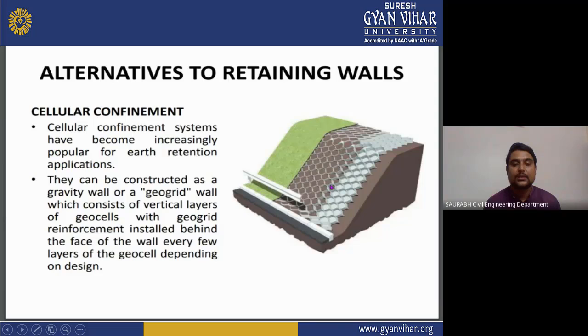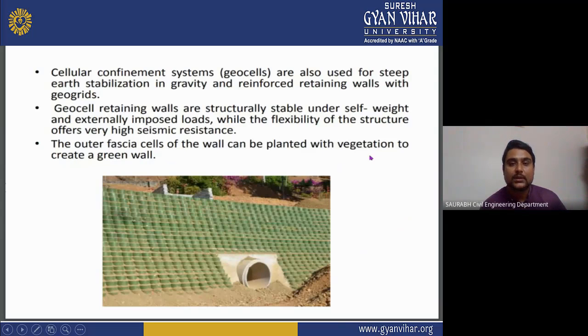Here, reinforcements are installed behind the face of the wall, with very few layers of geocells depending on the design. As you can see here, this is your image of the alternative, which is known as the cellular confinement retaining wall. And this is also used for steep earth stabilization in gravity and reinforced retaining walls with geogrids. Geocell retaining walls are structurally stable under their own load.